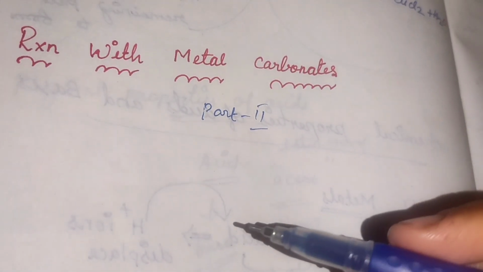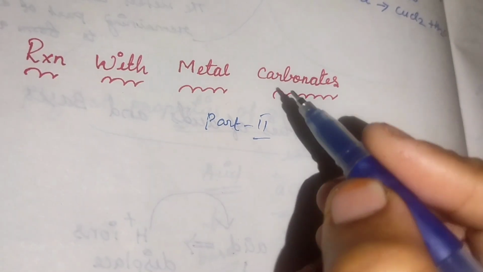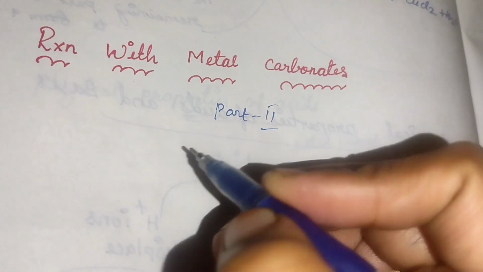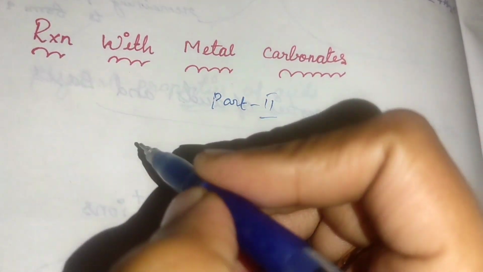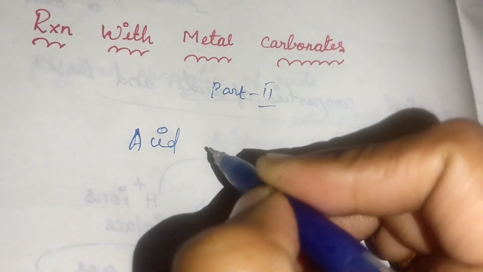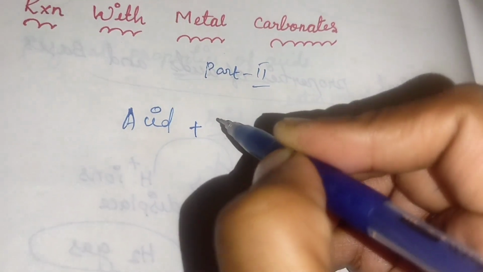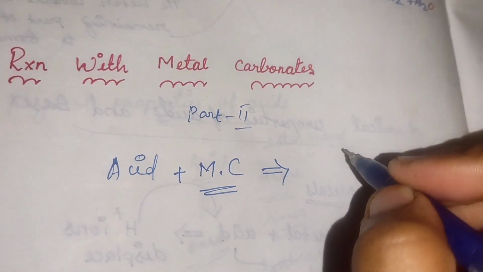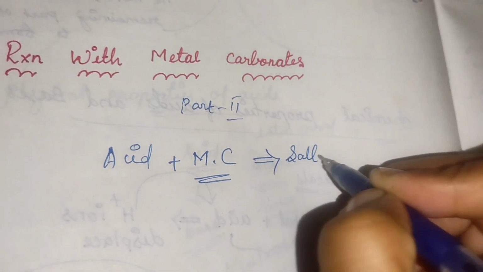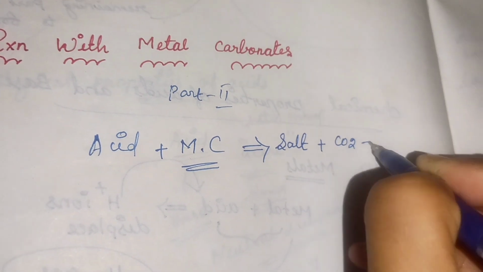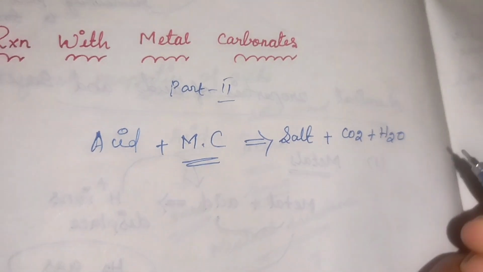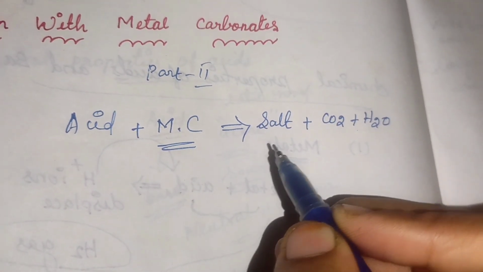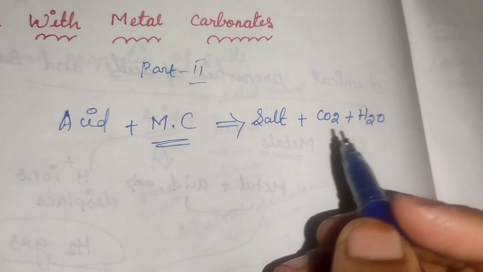Now, what will come when acid or base is reacting with metal carbonates? So we are going to react that acid or base. I am taking here acid, and this acid is going to react with metal carbonates. What will the products be? Salt plus carbon dioxide gas plus water. This is the main procedure. When acid is reacting with metal carbonate, salt, carbon dioxide and H2O, water will come out.